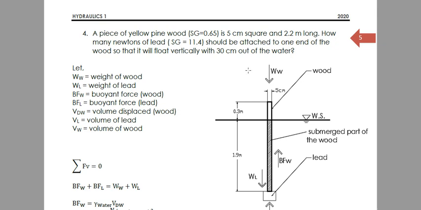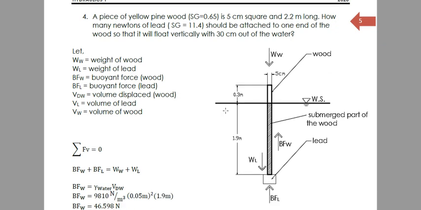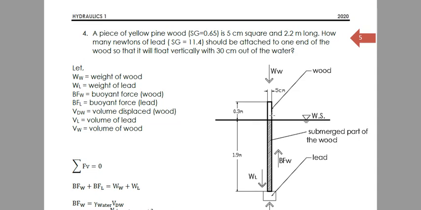Okay? So definitely kung wala yung lead dito, the wood would float in a horizontal manner. Para mag-float siya vertically, meron dapat siyang pabigat dito. So, meron dapat siyang weight at the other end o sa one end para mag-float siya vertically. And that is lead in this case. So, ito yung mga notations natin.